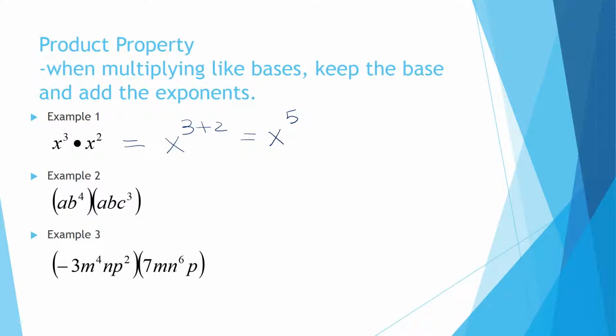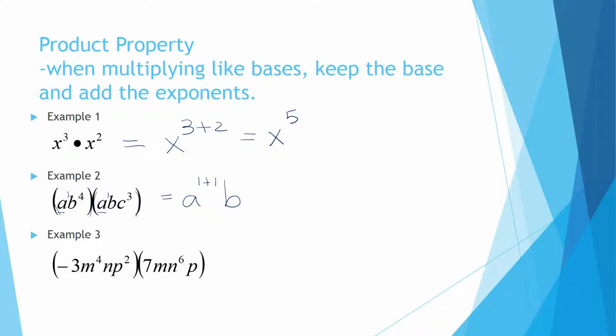In example 2, we see parentheses here showing that we're multiplying two quantities. We're multiplying ab to the 4th times abc cubed. Well, when multiplying like bases, we keep the base. So we want to look at the a's together. The exponent on each of these a's is a 1. It's not written, but we should understand and know that it's there. So a times a would be a to the 1 plus 1. We add those exponents.